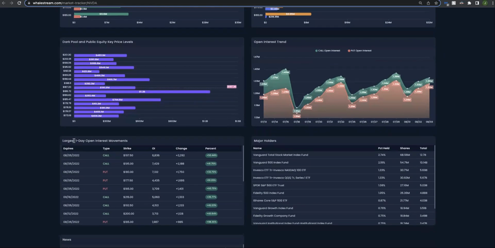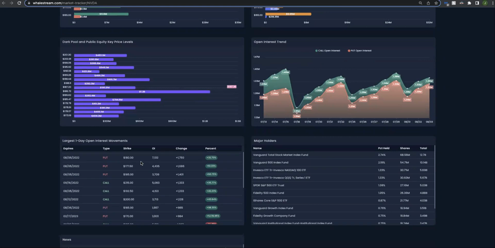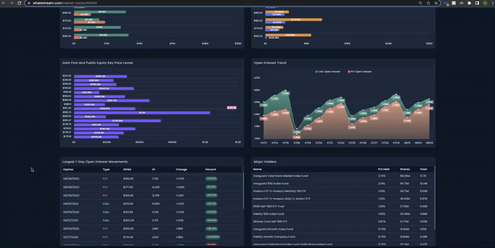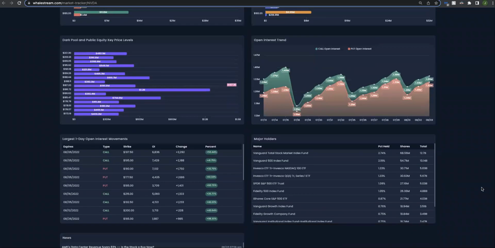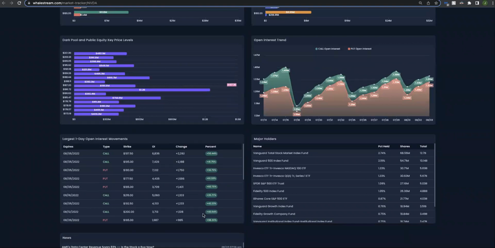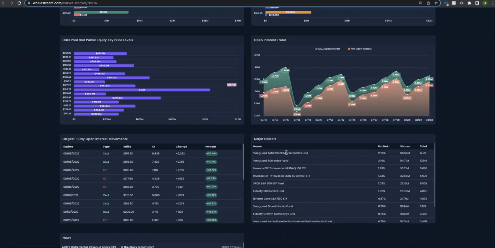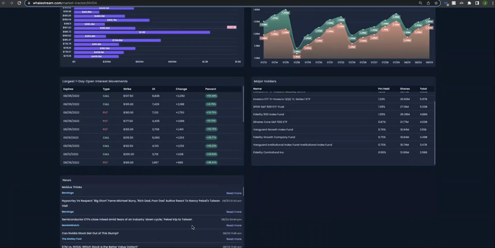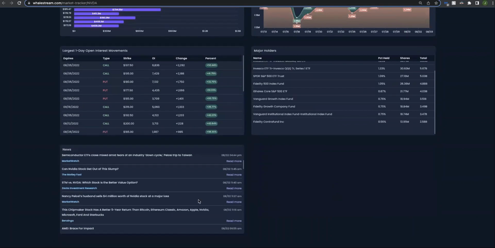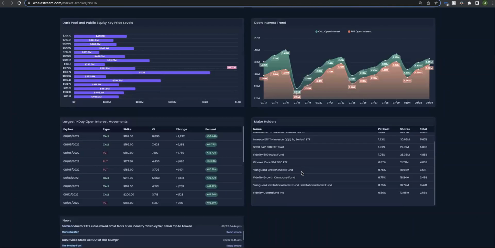Then the largest one-day open interest movements, which you can also view. We have another page for just OI in general, but this just gives you a quick little overview of the top OI for the symbol that you're viewing. And then some major holders, institutions, the percent of the equity that they're actually holding, and some information like that as well. Then you got the news down here again, and you could just click here and view the article.